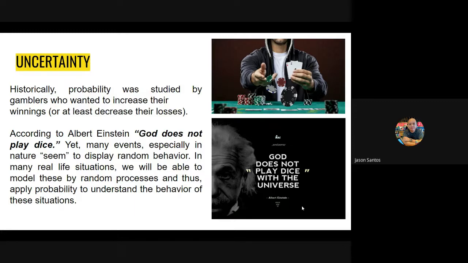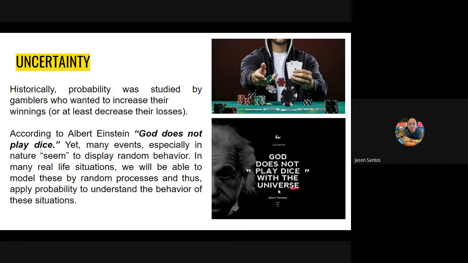According to Albert Einstein, God does not play dice. It is an idiomatic expression which says that if you look at things, it seems that everything has been planned, as part of a grand design, just like Earth being in the Goldilocks zone, and the things we have to take into consideration as to why we are all living on this planet. Yet there are still many events, especially in nature, that seem to display random behavior. In many real-life situations, we can model this with random processes, and thus apply probability to understand the behavior of these situations.